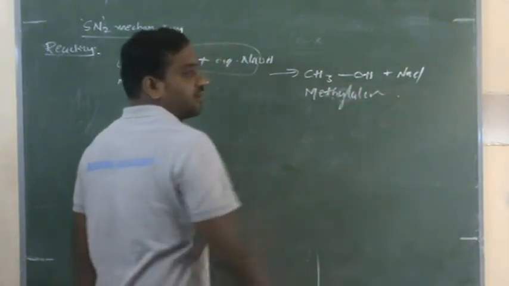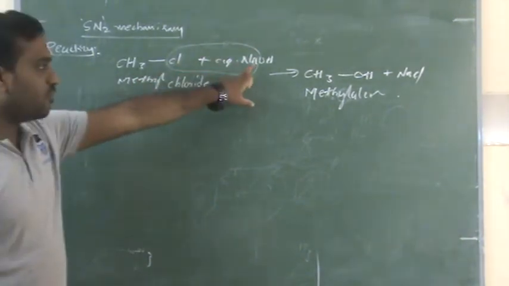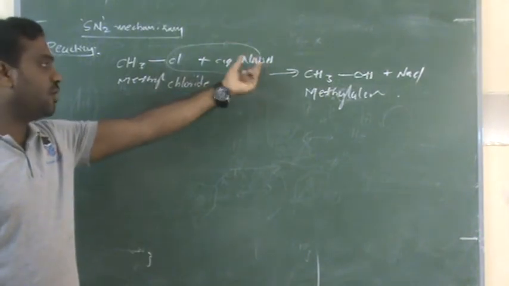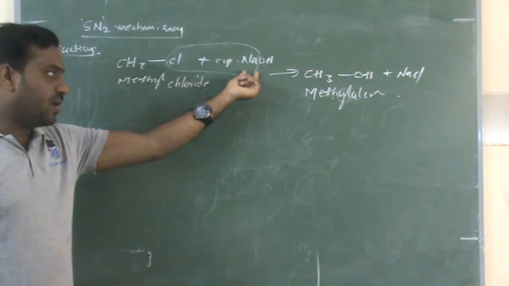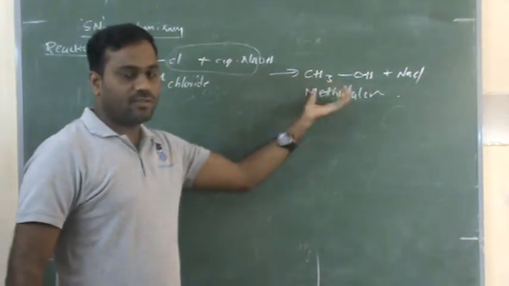So what sentence can you write? This is methyl chloride. This is sodium hydroxide. Na is sodium, OH is hydroxide, that's why sodium hydroxide. This methyl chloride can react with sodium hydroxide to form methyl alcohol. This sentence you can write.